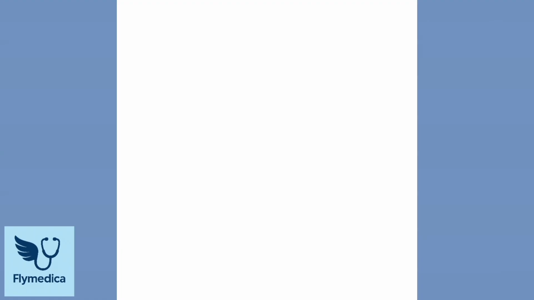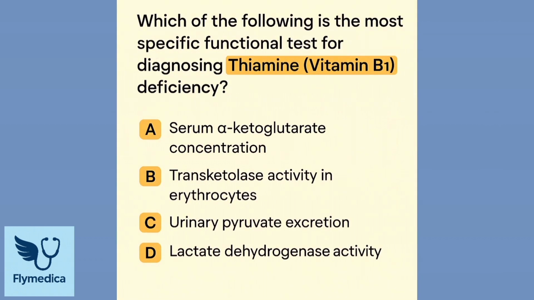So for the ending of our video, I've got a very important test for you medical students. Let's see what it is. It's saying, which of the following is the most specific functional test for diagnosing thiamine or vitamin B1 deficiency? Option A, serum alpha-ketoglutarate concentration. Option B, transketolase activity in erythrocytes. Option C, urinary pyruvate excretion, and option D, lactate dehydrogenase activity.